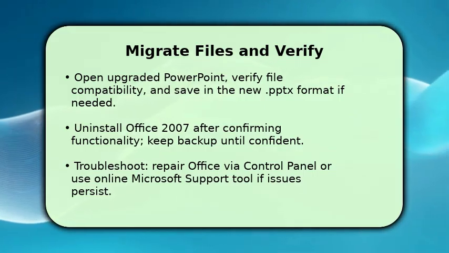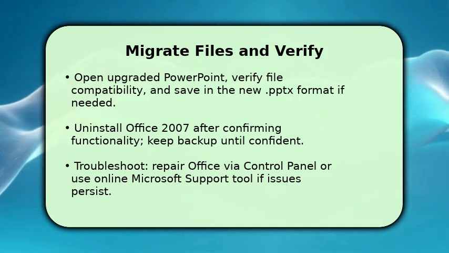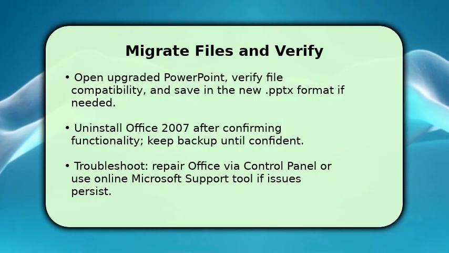If something goes wrong, run the Office Repair tool from Control Panel or the Microsoft Support and Recovery Assistant to fix activation or installation errors. If repair fails, rerun the installer as administrator and repeat activation.